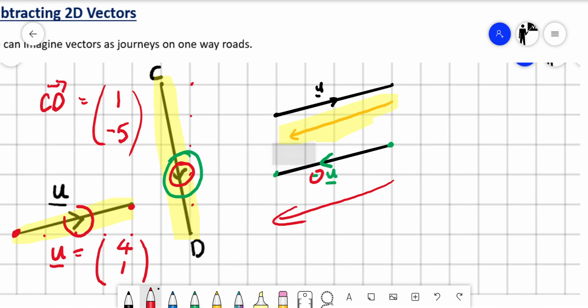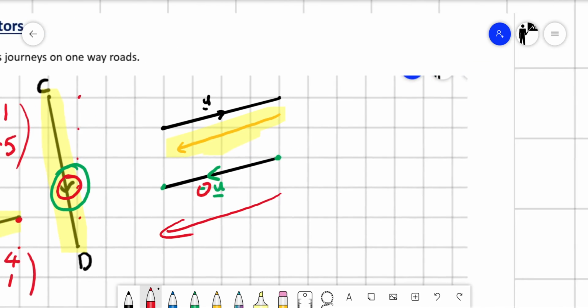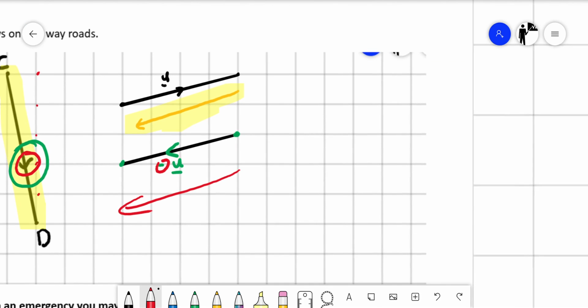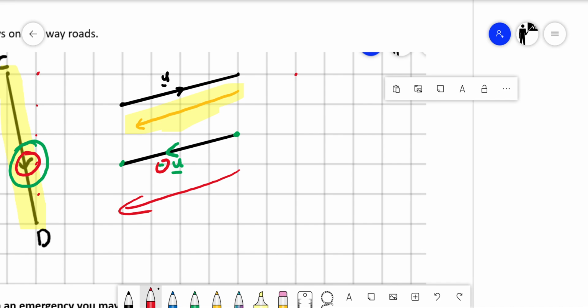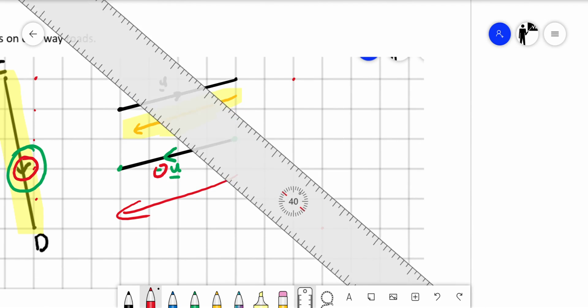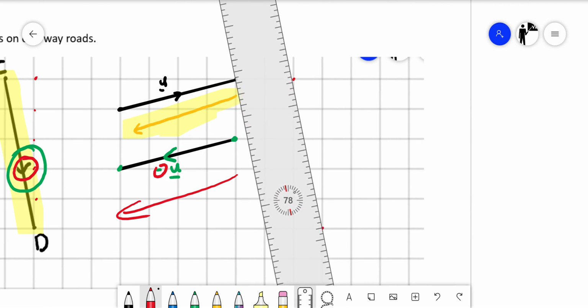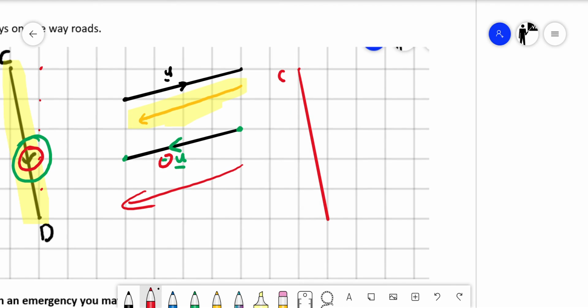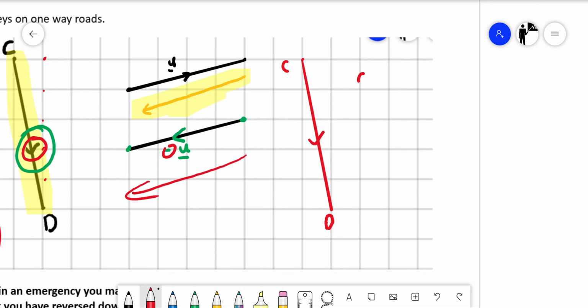Let's have a look at the vector CD. What was that? 1, negative 5, wasn't it? I'm going to start here. I'm going to go 1 along and 5 down. 1 along, then 1, 2, 3, 4, 5 down. So here's our vector CD.